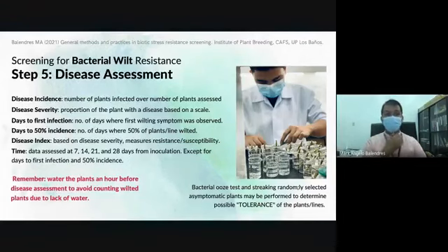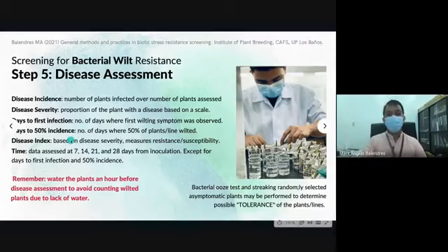The second one is disease severity. So it is based on a rating scale, which I'll show you later on. And this is just a proportion of the diseased tissue or plant, and in terms of the vigor and the whole plant stand of your materials.